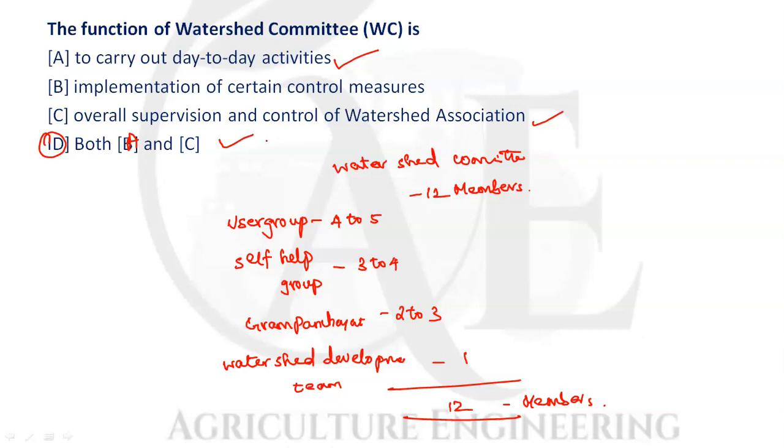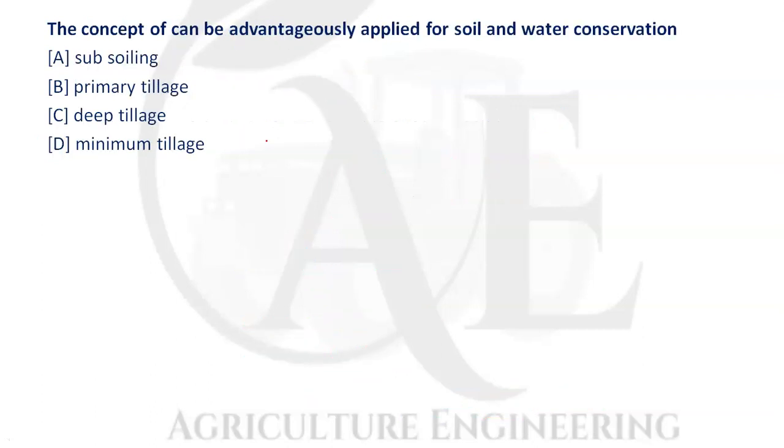Okay, then the concept of dash that can be advantageously applied for soil and water conservation. So minimum tillage is the concept that can be applied advantageously for soil and water conservation, when compared to the subsoiling, primary tillage and deep tillage. Option D is the correct answer.